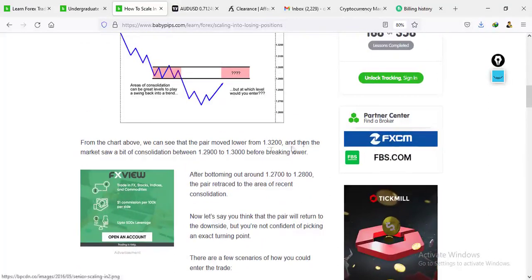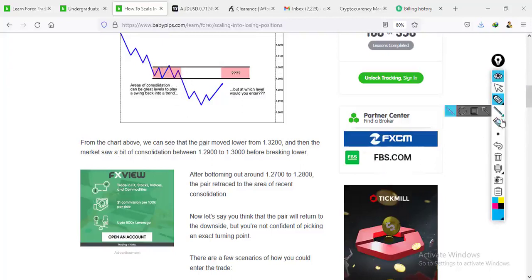of 1.3000, and it has been consolidating here between 1.2900 and 1.3000, before breaking down to 1.2700. Now let's say you think the pair will return to the downside, but you're not confident of picking an exact turning point. So what do we do now?